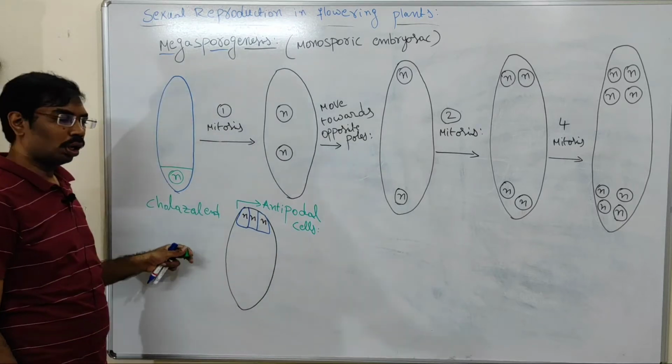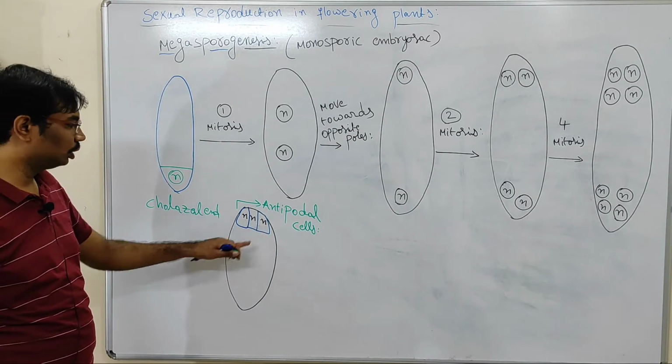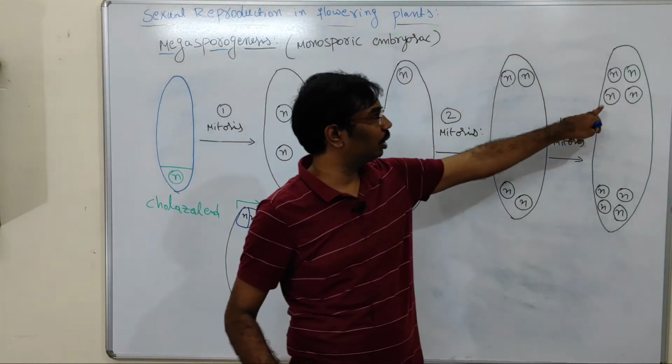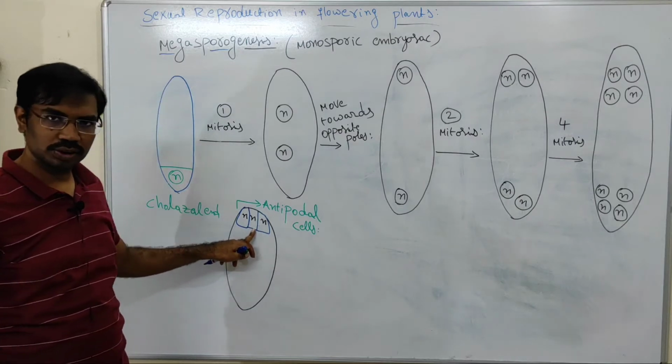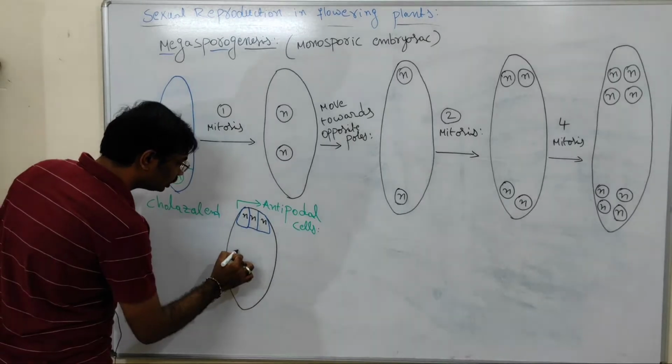Out of 4 nuclei, 3 nuclei are present in this place and 1 nucleus. Generally, how many nuclei are present in this end? 4 nuclei. But I represented 3 nuclei. What about the remaining nucleus? That remaining nucleus moves towards the center.